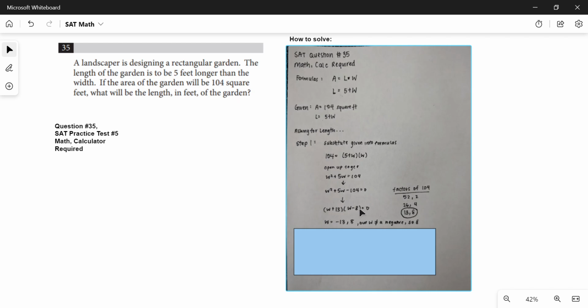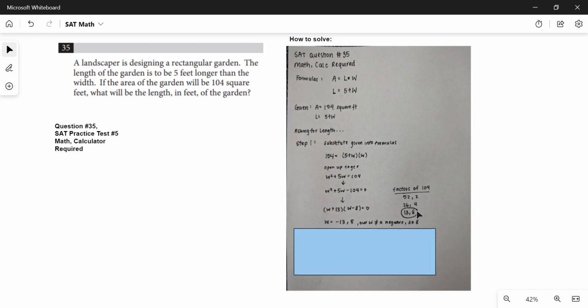But now it only remains to see what we are going to negate and what we're going to keep positive. So we already know that 5W is positive, as told by the plus sign here. So we know that the smaller number is going to be negative because 13 minus 8 will give us a positive number. If we were to do 8 minus 13, that would give us negative 5. So you have positive 13 and negative 8. So you know (W plus 13), where W is the width once again, times (W minus 8) must equal 0.